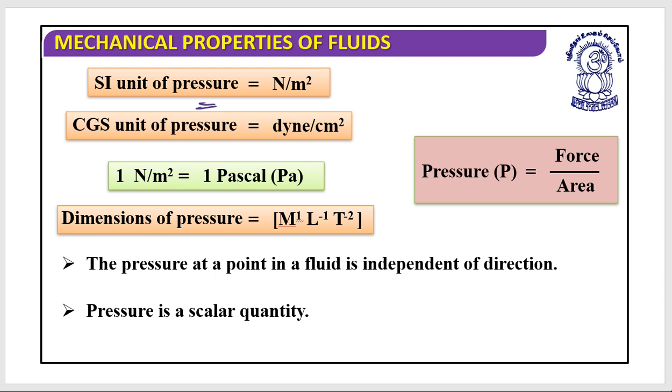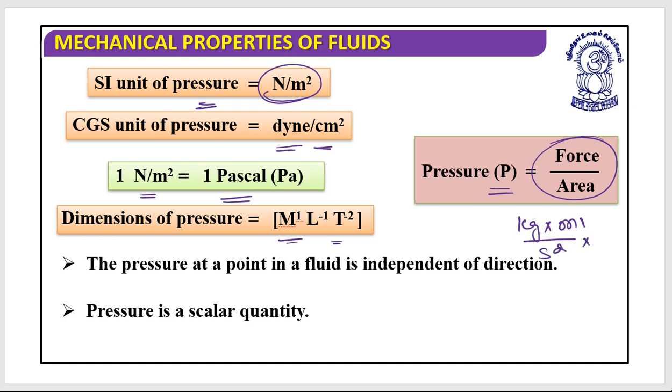The SI unit of pressure is Newton per meter square. The CGS unit of pressure is dyne per centimeter square, and 1 Newton per meter square is equal to 1 Pascal. Since pressure P equals force by area, the dimensional formula is: force is kg meter per second square, area is meter square, so it is kg upon meter into second square, that is M^1 L^-1 T^-2.